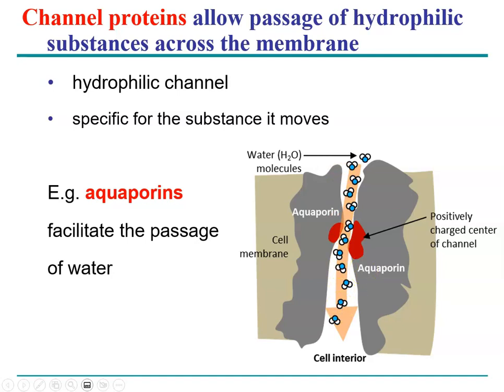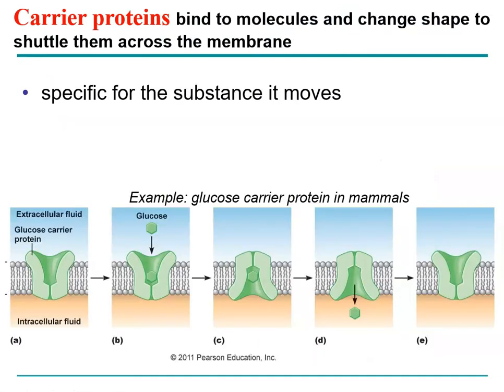Okay, now that's in contrast to the next type, which are the carrier proteins. The channel isn't always open. What it has in common, though, to a channel protein is that there's a specific molecule that it can interact with. Like aquaporins are only designated for transporting water. So these carrier proteins and channel proteins have a specific molecule that they can facilitate the transportation of. So as shown here, we have a glucose carrier protein in mammals. So this protein here, it's an integral membrane protein, can only bind glucose.